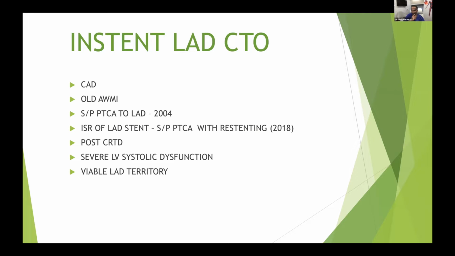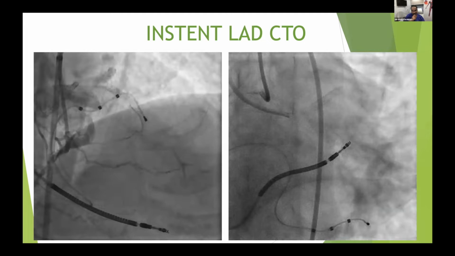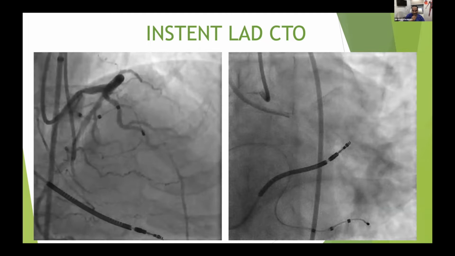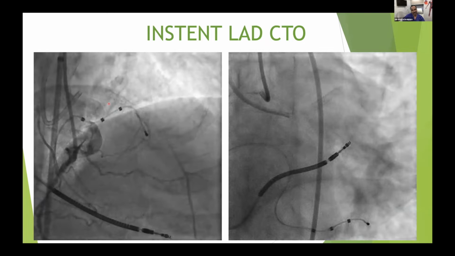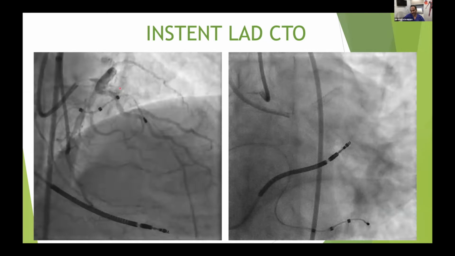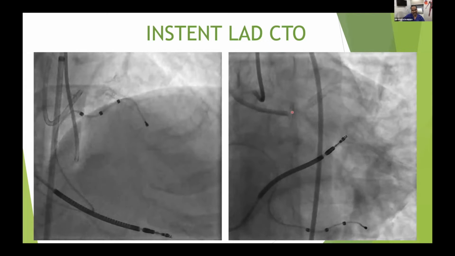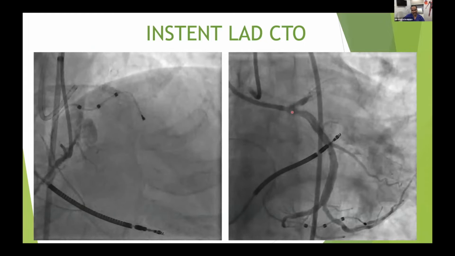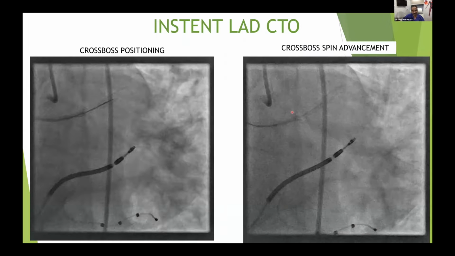This is not theoretically true ADR, but we use all ADR techniques in such scenarios. You can see this is an instent CTO of LAD, in the proximal LAD, which is a nearly short segment. And these are the right cases where you can use a Crossboss to cut short your procedure.